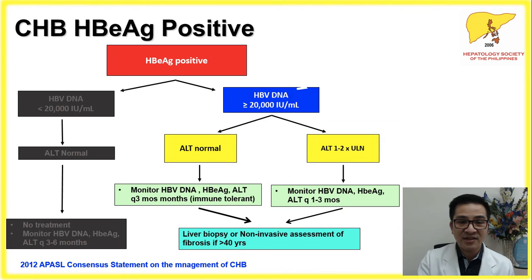On the other hand, if the baseline viral load level is more than or equal to 20,000 IU per ml with either normal ALT or ALT levels more than 1 to 2 times the upper limit of normal, the viral load, HBe antigen, and ALT should be monitored every 1 to 3 months or every 3 months, whichever is appropriate. Moreover, liver biopsy or any non-invasive measure of fibrosis should be done for patients more than 40 years of age.